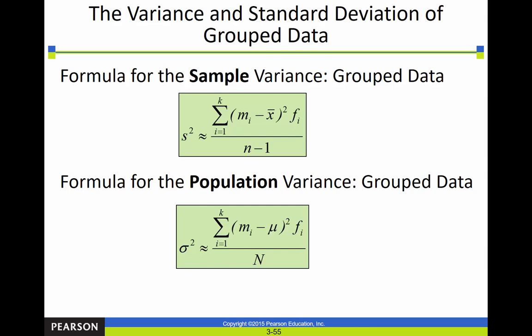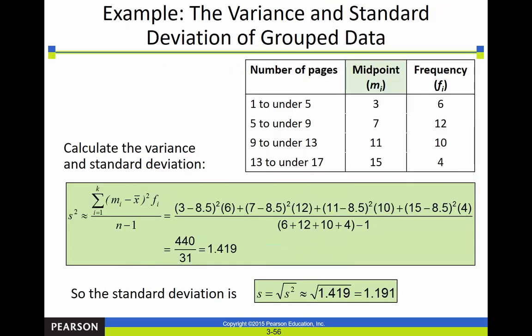To find the variance and standard deviation of group data, it seems a little complicated if you look at the formula here, but it's not crazy. Again, it's just the midpoint of each group minus the mean, the x bar, squared, times the frequency divided by n minus 1. You'll notice when we do the population, we don't do the minus 1. It's just divided by the big N, or the total number of points in the population. So there's a little difference between those two formulas, whether we're dealing with a sample or a population.